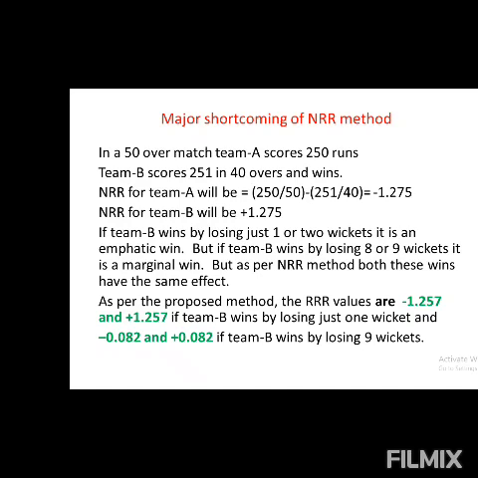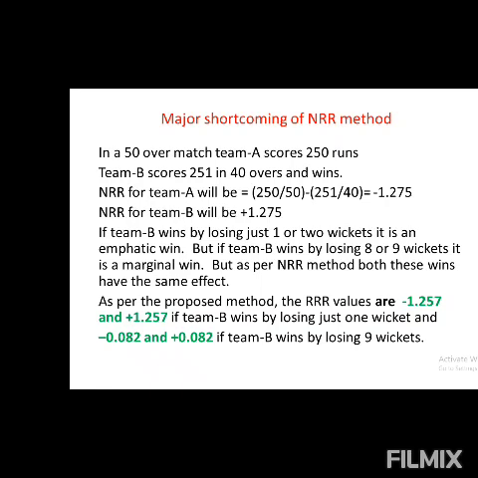to reveal the mistakes of the NRR method. Let us consider a case of Team A scoring 250 runs and Team B chasing the same score and posting a victory in the 40th over itself. So as per the NRR method, that means the currently used method, the run ratios for Team A and B are minus 1.275 and plus 1.275 respectively.